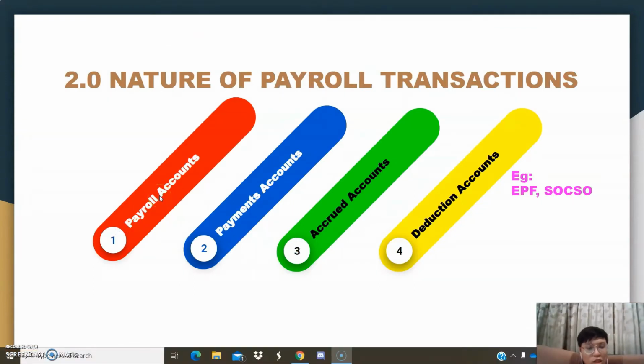Payroll transactions consist of many items such as salaries, wages, bonuses, commissions, subsidies, and other employee benefits such as sick leave and paid leave. Moreover, statutory deductions or voluntary deductions need to be recorded in payroll transactions. So the first one is payroll accounts.